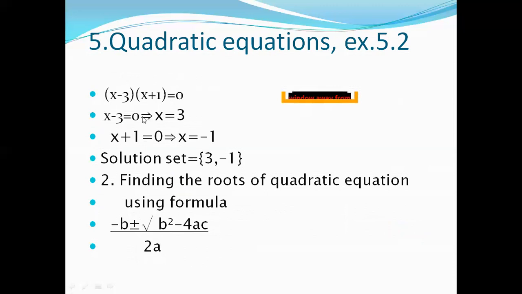Then x minus 3 is equal to 0, then x is equal to 3. And x plus 1 is equal to 0, then x is equal to minus 1. Therefore, the solution set is 3 comma minus 1. These three sums I have explained by finding the factors of the given quadratic equation by splitting the middle term.